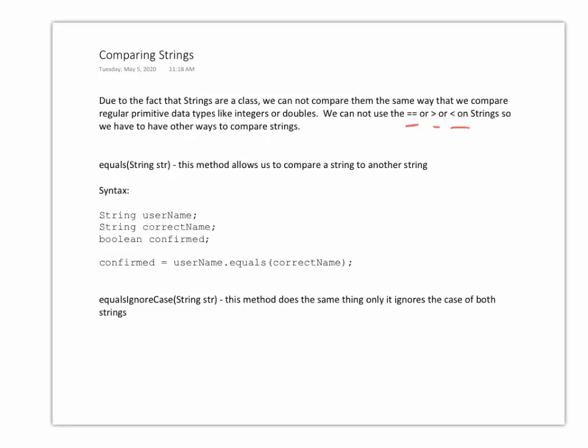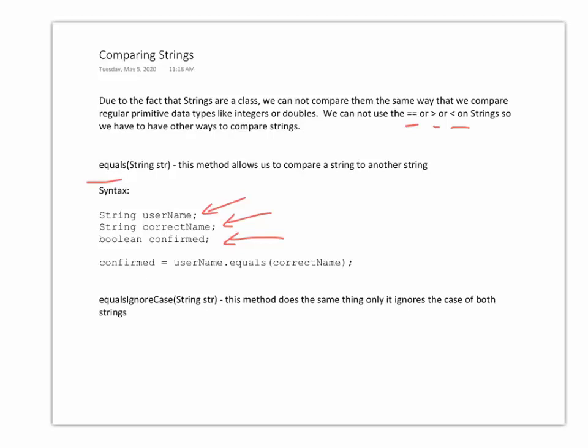So we're just going to look at the basic ones for today. The first one is the very simple one, and that is equals. This method allows us to compare a string to another string. So here we go. String username, string correct name, and then a Boolean. Okay, because this returns a Boolean. It either returns true or false depending on whether the string matches or not.